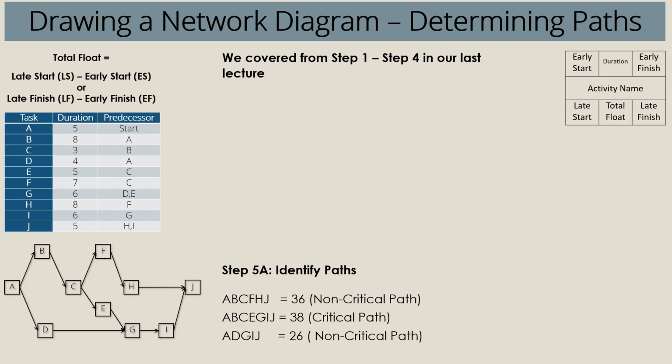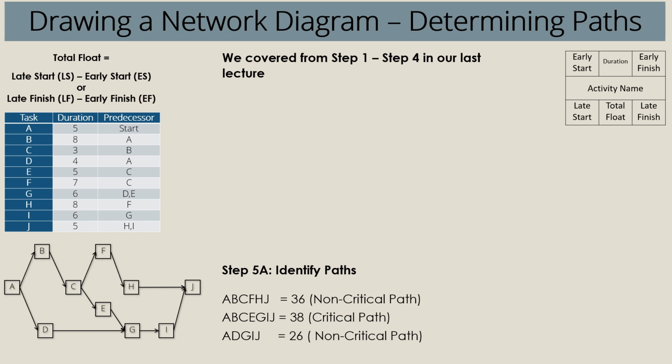These are A, B, C, F, H, J; A, B, C, E, G, I, J; and A, D, G, I, J. 3 paths. Now let me give you a shortcut to determining the critical paths, and this involves adding up all the durations of the activities falling in one of your identified paths. Let's discuss the path ADGIJ. This path involves 5 activities. Add all their durations together to find the value of this path.